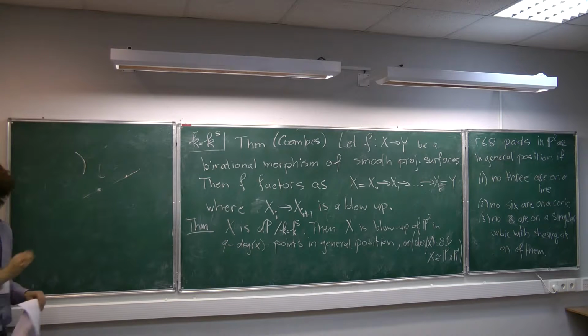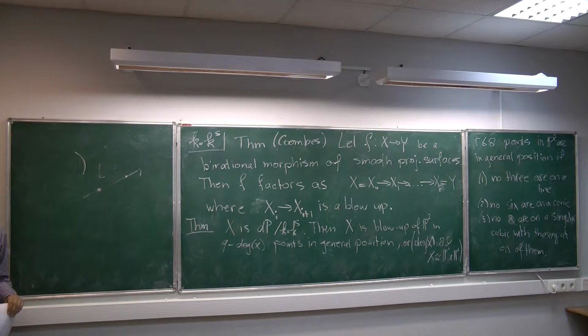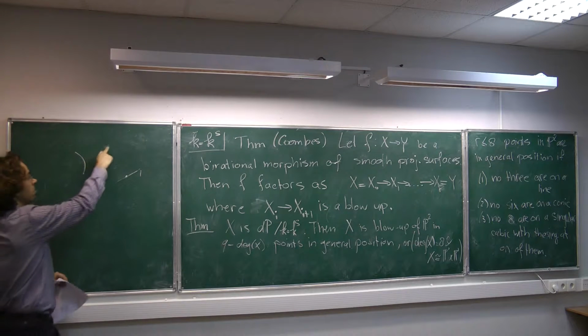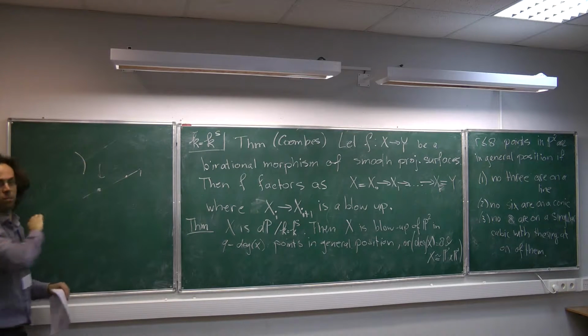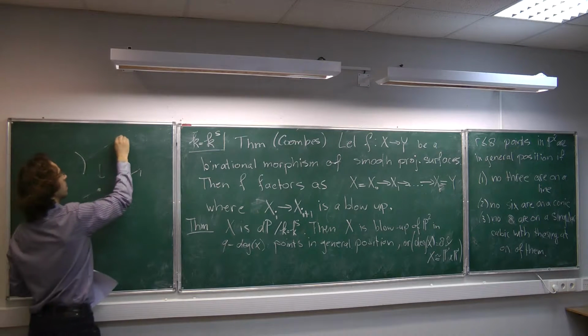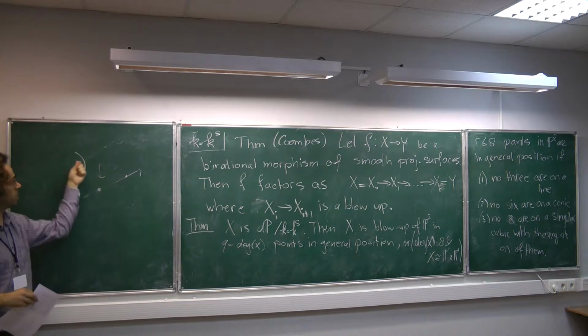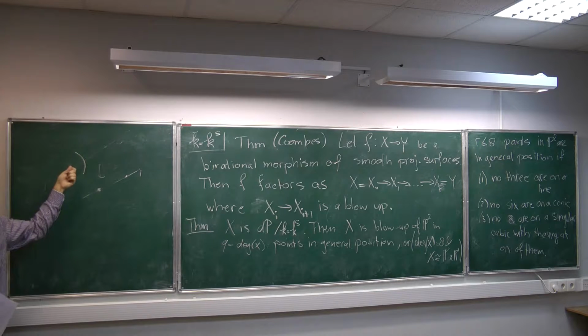Before blowing up in the P2, this line had self-intersection 1. Okay, so what do you mean? Okay, I see what you mean. Right, and now this line, you already see it, but I'll tell it for everybody else. This line, after blowing up once, has gone to self-intersection 0, because we blew up a point on it, so the self-intersection went down by 1.